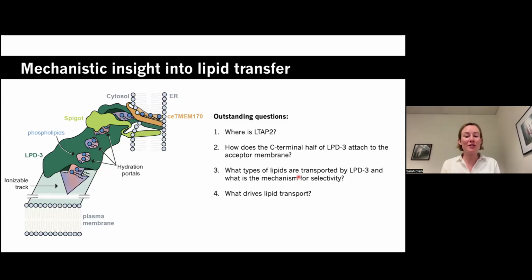And also, what is driving lipid transport is one of the biggest questions. As far as we know, this is not an ATP-dependent process. So what is driving lipids from the donor to the acceptor membrane? Is it purely a gradient process where there's more lipids on one side that's pushing them forward? Is lipid transport reversible? Can lipids go in the other direction? We don't know. All things that we're curious about.